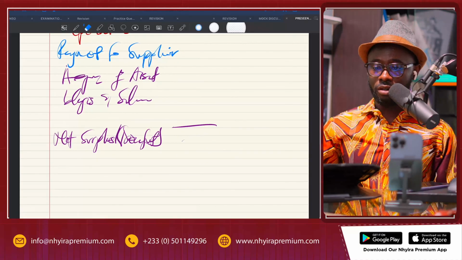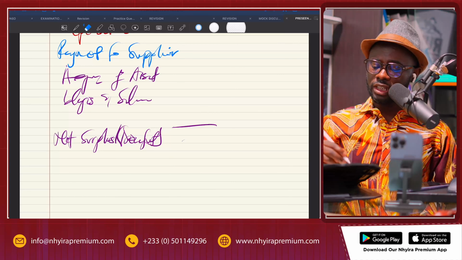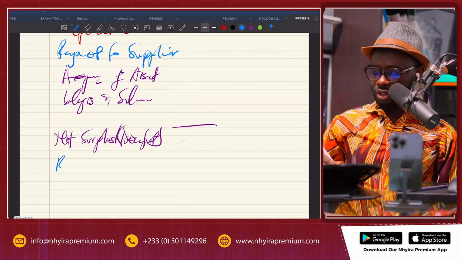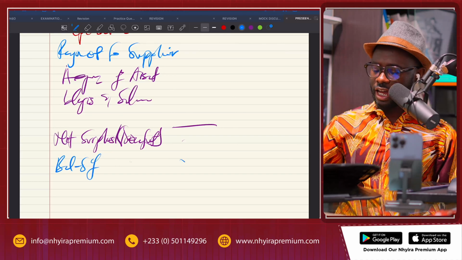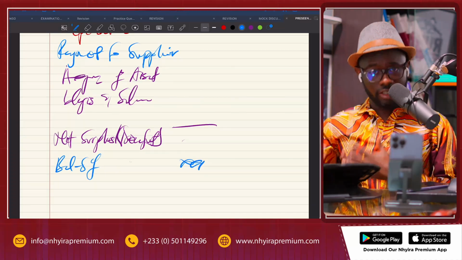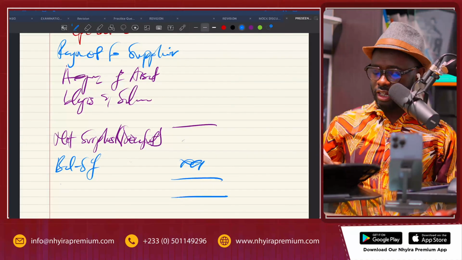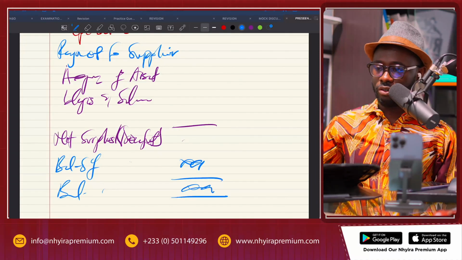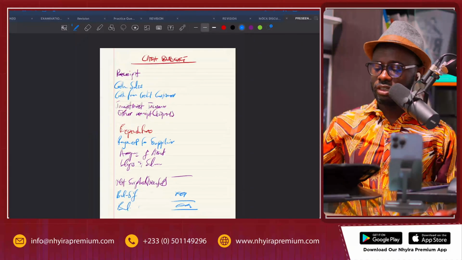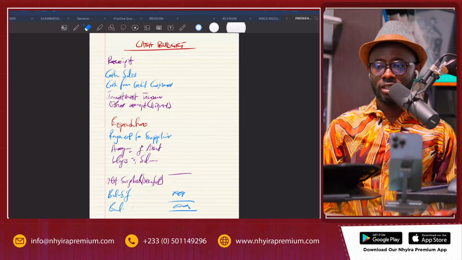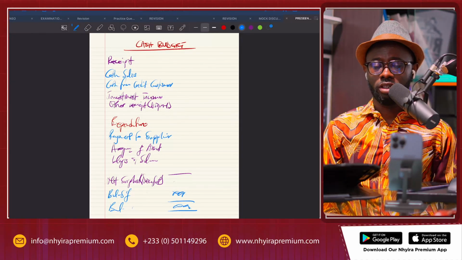Then you're going to be bringing in the opening balance of their cash, which will be given to you if the examiner wants you to do this. And then that will give you the closing balance for the period under review. So that's the way the cash budget is going to be like.